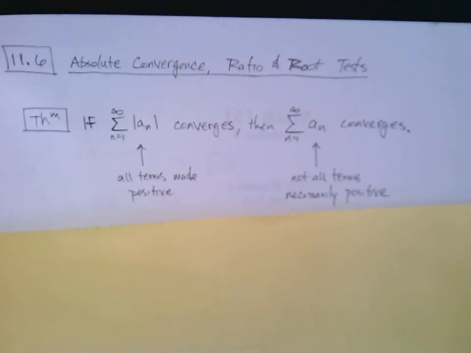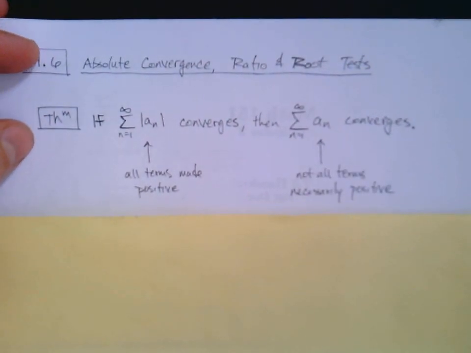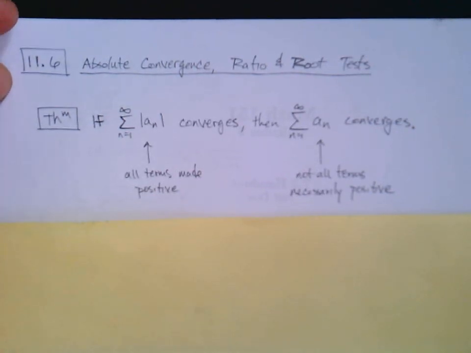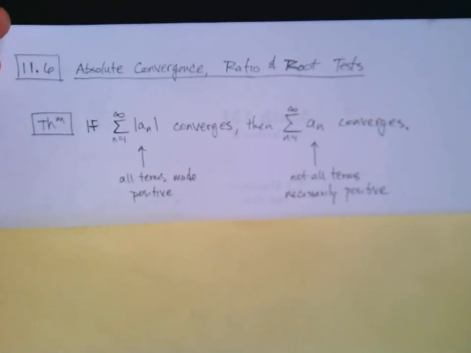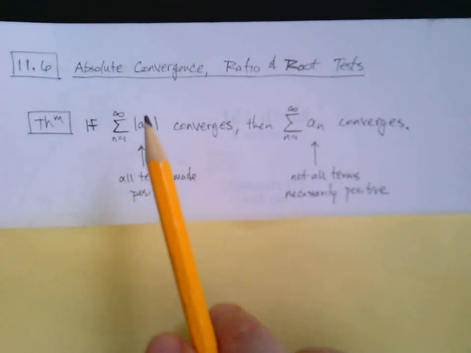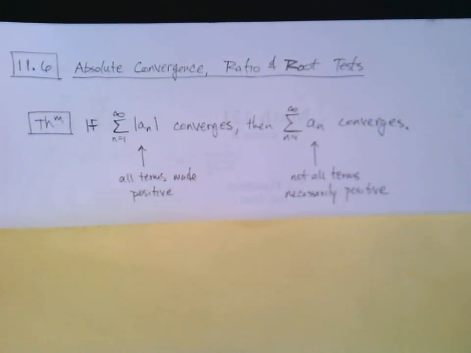Let's now get into 11.6. And it's actually got multiple parts here. So we learn, as promised, the last two tests. They're called the ratio and the root tests. But before we get to those, we need to develop this idea of absolute convergence. And what's leading to this theorem will lead to absolute convergence right here.